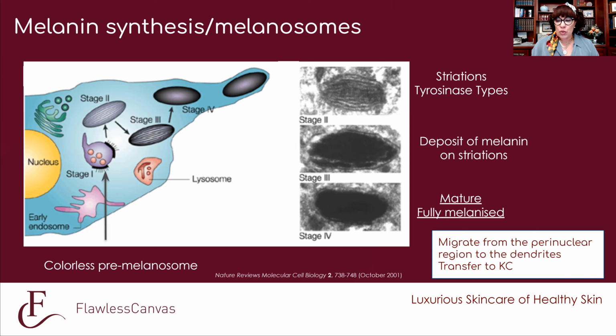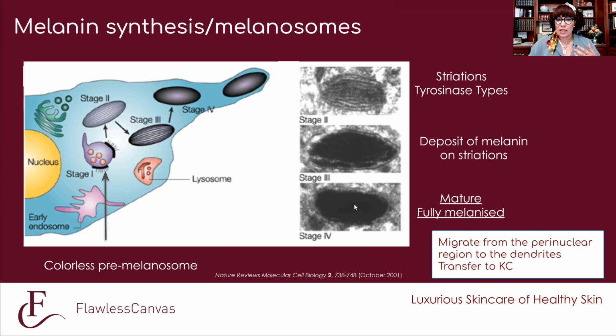Stage 2 has striations, so it has this kind of line that you can see here. These are there to deposit tyrosinase. All the enzyme will be anchored to these striations, and they will be producing pigment. In stage 3, you start seeing deposits of melanin on these striations because it's where the enzymes are. And stage 4 is the fully mature melanosome.